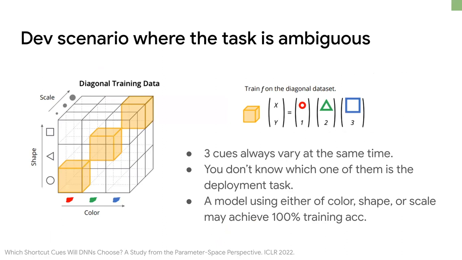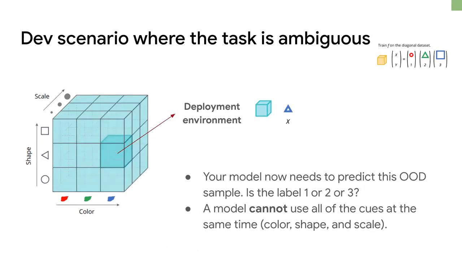Again, here we have an example of a case where the task is ambiguous. We now have three factors: color, shape, and size as well. Here the task is ambiguous if you're just giving the model those diagonal samples, because in each case, you're still going to get 100% training accuracy.